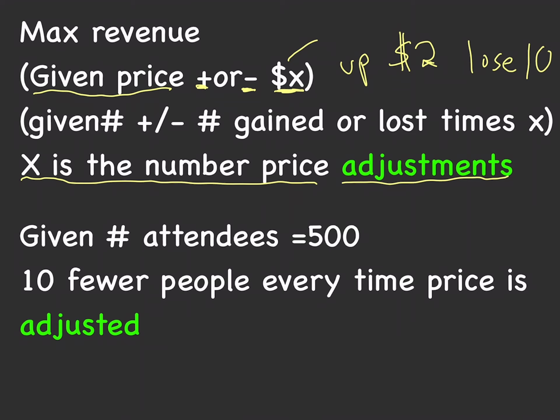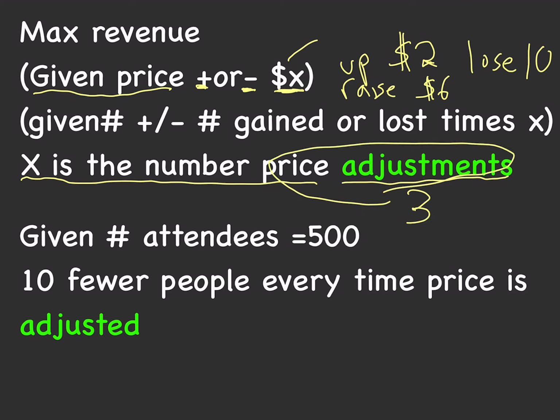And let's say you ended up raising it by $6 in the end. That means you did 3 price adjustments, okay? But for right now, we're putting an X there because we haven't decided how many times we need to raise or lower the price. So given price, either plus or minus, depending if you're adding to the price or taking off, and then the dollar amount for each change in price, and then X.